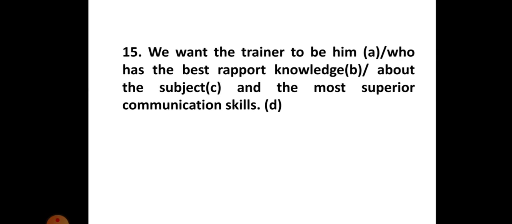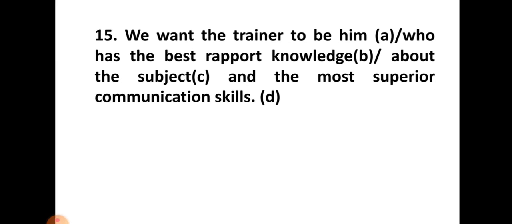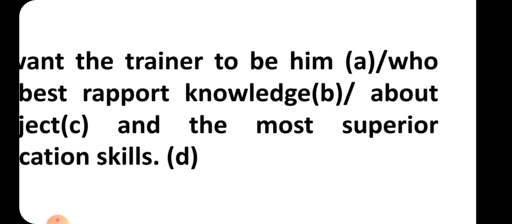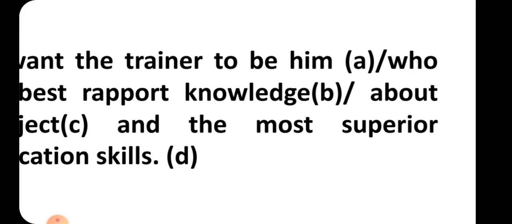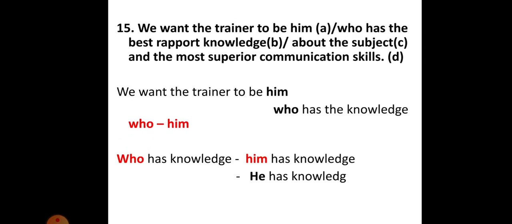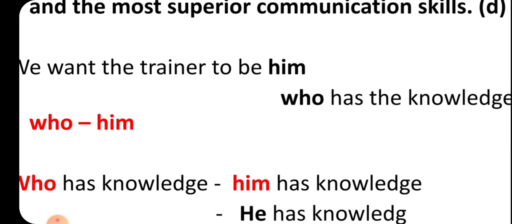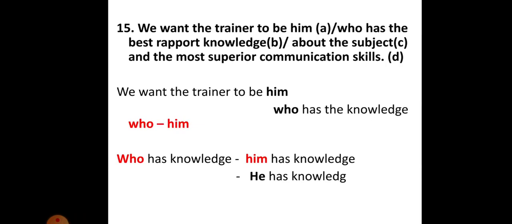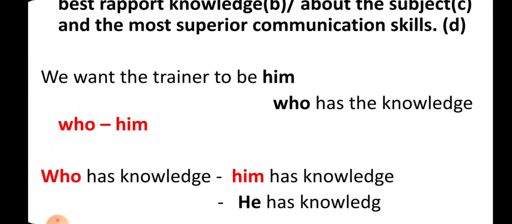Now question number 15. We want the trainer to be him who has the best rapport knowledge about the subject and the most superior communication skills. Here the problem is with the link between who and the pronoun that is preceding who. Look at this part. We want the trainer to be him who. Now why have you used who here? You have used who to refer to him. We want the trainer to be him who has the knowledge. We have used who to refer to him.